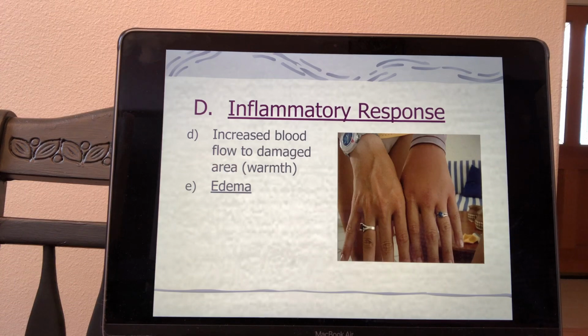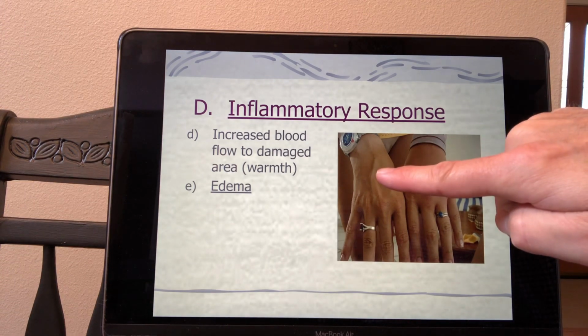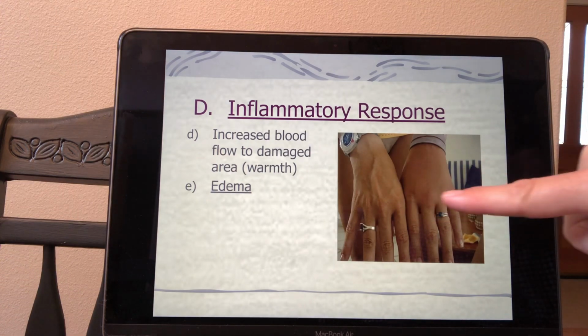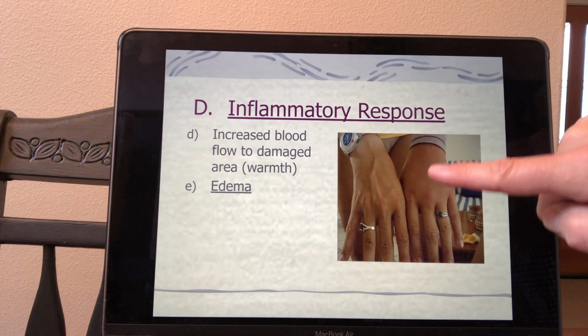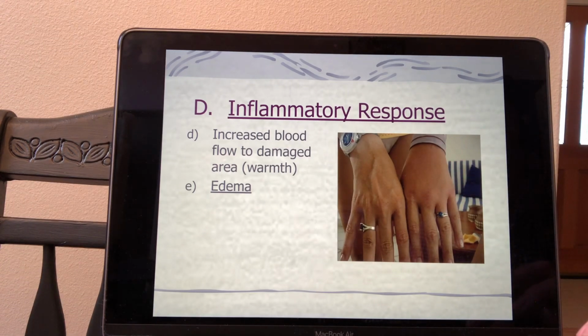Edema is known as swelling. You can tell in this picture, this lady's left hand is a lot more swollen than the picture on the right. That hand is not as swollen, and that is because there's been a lot of cytoplasm and or blood that has leaked out into the damaged area. So edema is a word in Latin that means swelling.